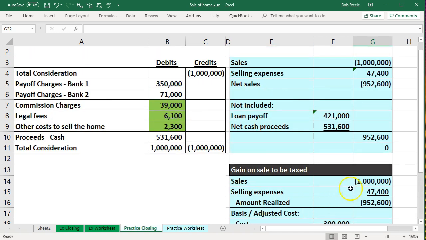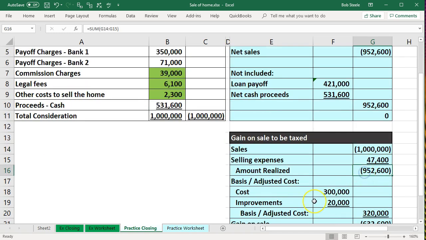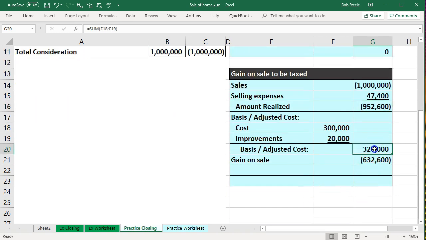So we're going to say, well, yeah, we sold it for $1 million, but really the net amount realized was 952 after the selling expenses, minus the cost. It's the 632,600. Now there's an exemption if it's a home sale that the government gives us, and if we're married filing joint, it's up to 500,000, which is huge. So that's what a lot of our discussion when we talk about a home sale is going to be related to this exemption.